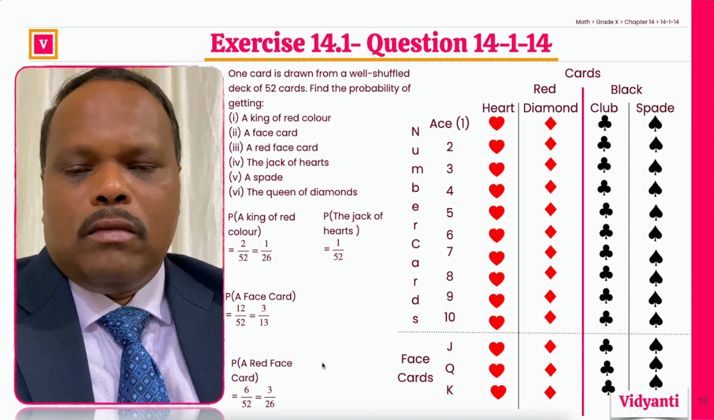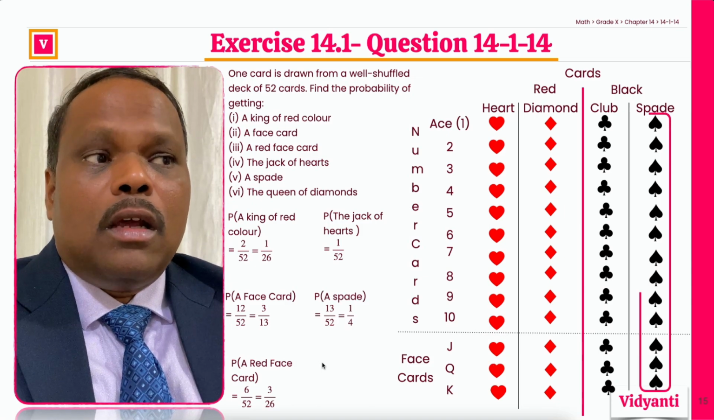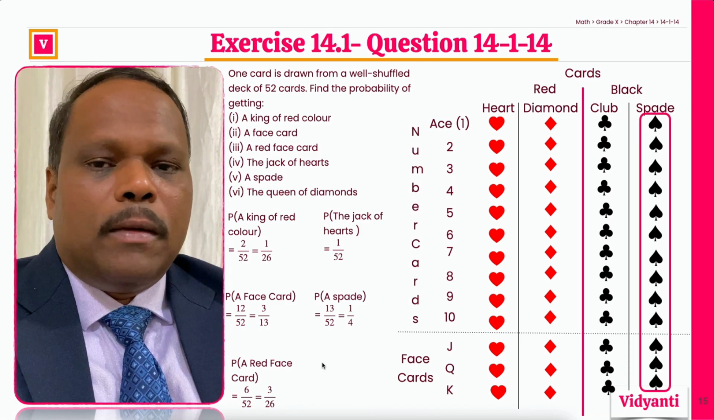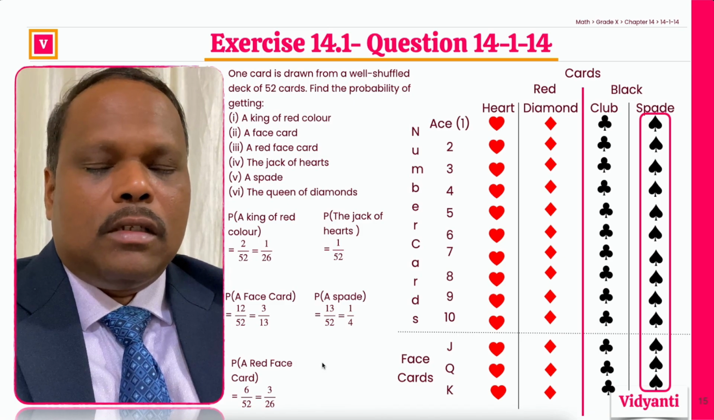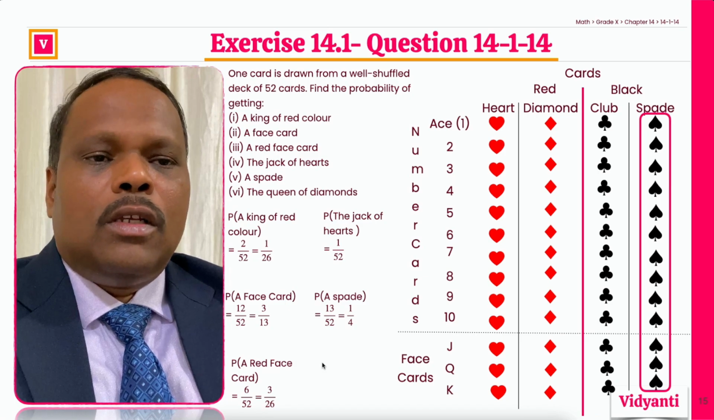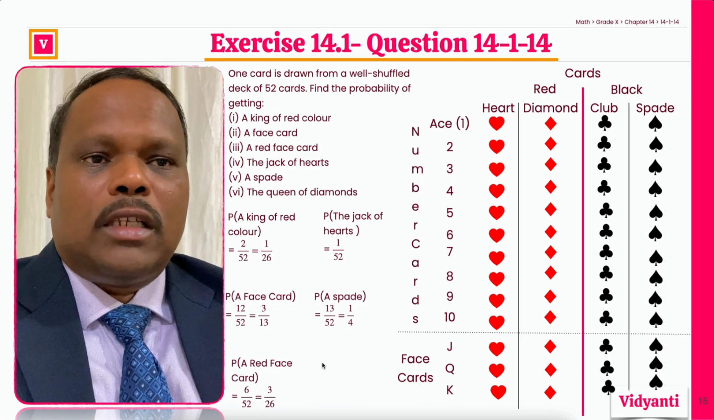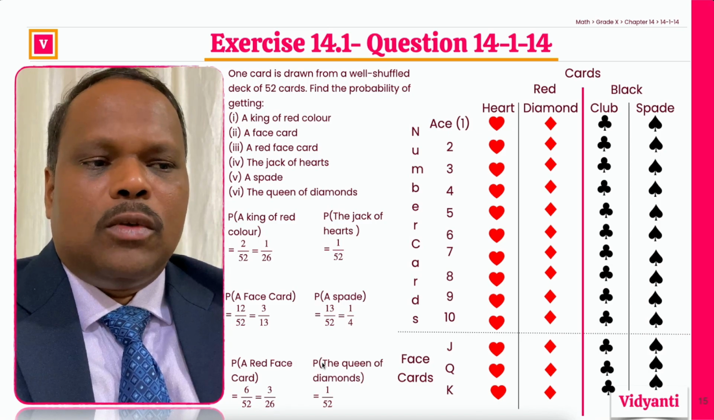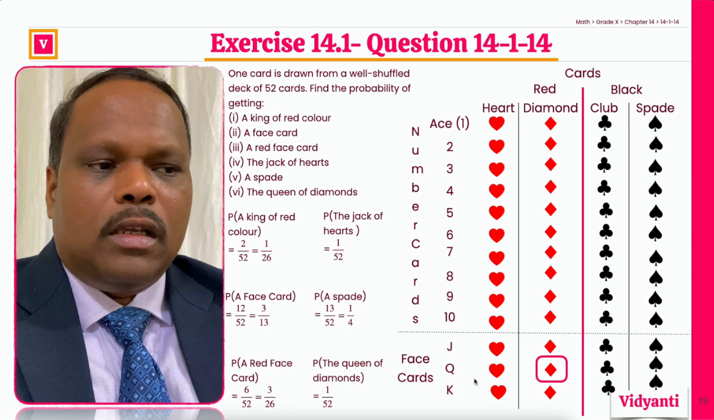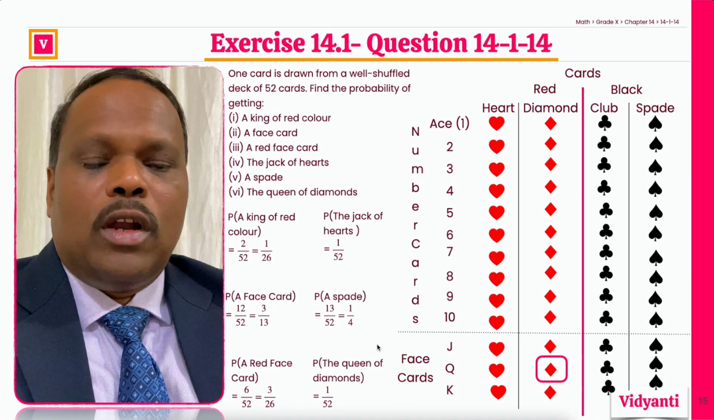A spade. Well, there are 13 spades altogether: 10 number cards and 3 face cards. So 13 out of 52, upon simplification, will become 1 over 4. Last question is the queen of diamonds. There is only one queen of diamond. That is what I have shown here. So it's 1 over 52.